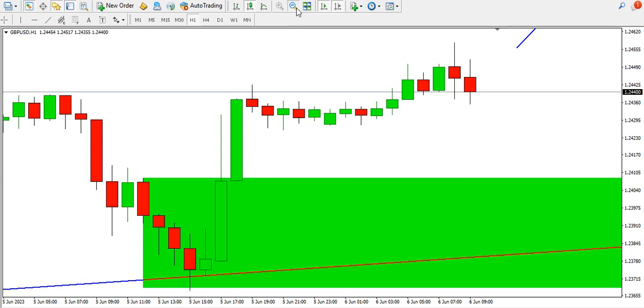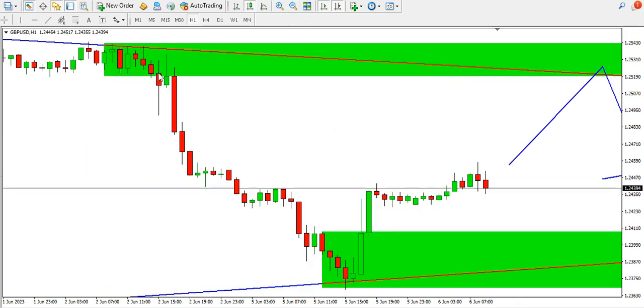On the 1-hour time frame, you can see the price dropped, and we can see the buyers trying to come in. Though we are in a range currently, price has been ranging for some time. Okay, so we are seeing the buyers trying to step in. A break above this range might push price up.